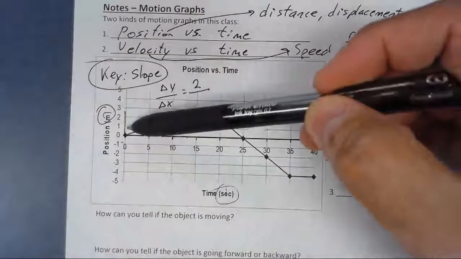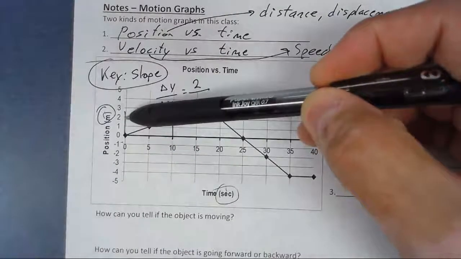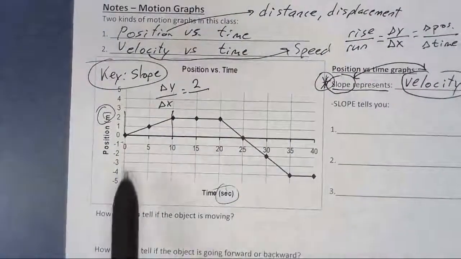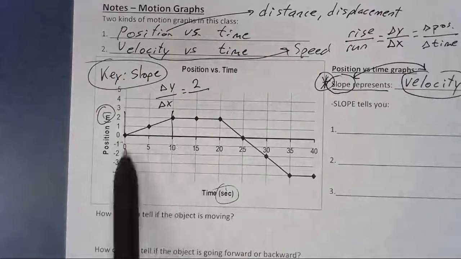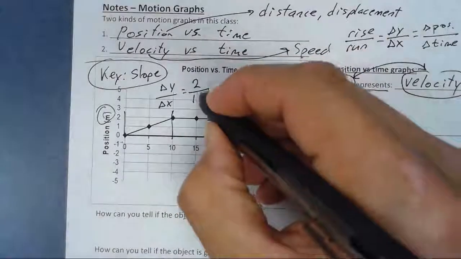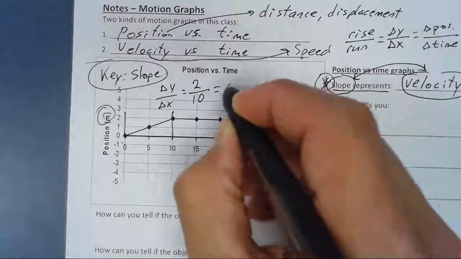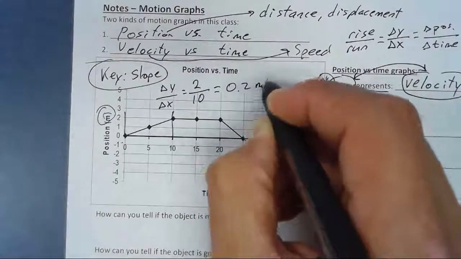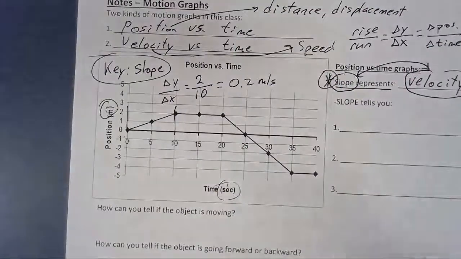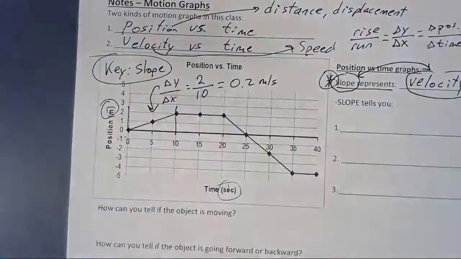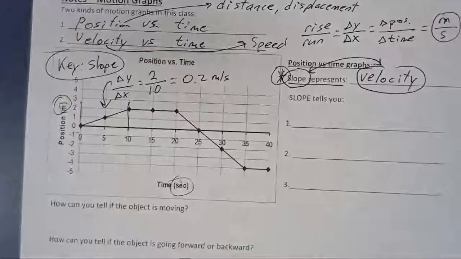So on the y-axis, we start at 0 and we go to 2. That is a change of 2. On the x-axis, we start at 0, we go to 10. That's a change of 10. So it increases by 10. And then 2 divided by 10 is 0.2 meters per second. So this object is moving at 0.2 meters per second right there during that time period.